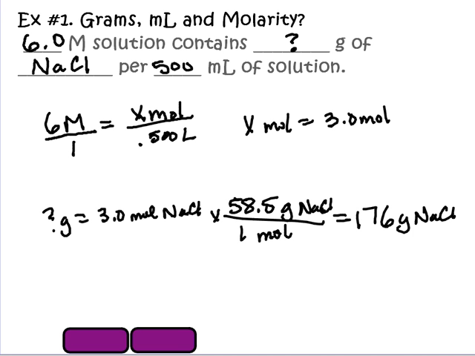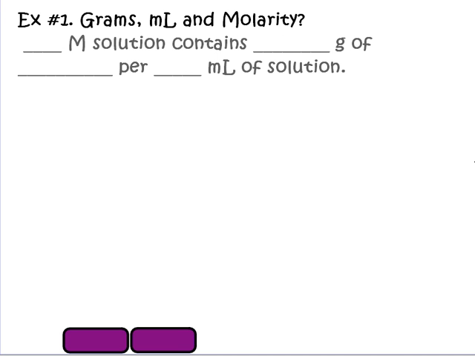And one last variation that they have on this is sometimes they will want to know what volume we need to make this solution. So let's change things a little bit. Let's say this time that I have a 3 molar solution, and we want it to contain 100 grams of, let's make it calcium chloride. And we want to know how many milliliters of water I need to add so that this 100 grams of calcium chloride makes a 3 molar solution.